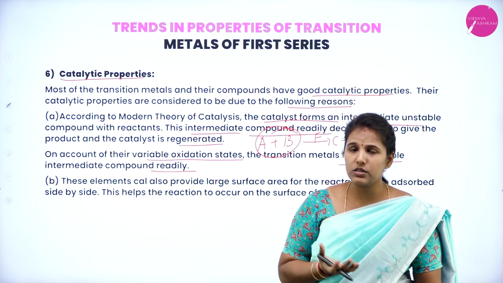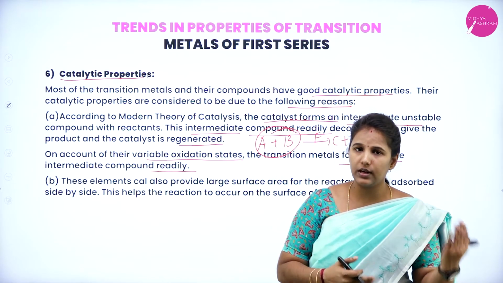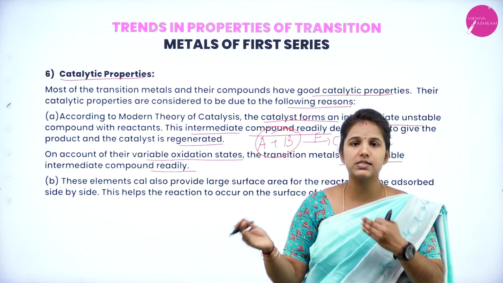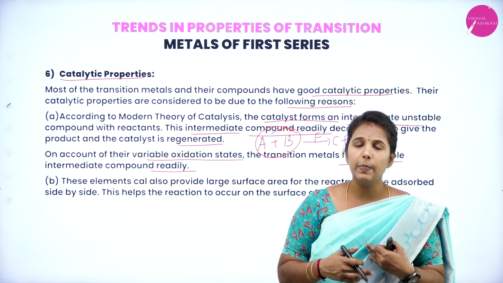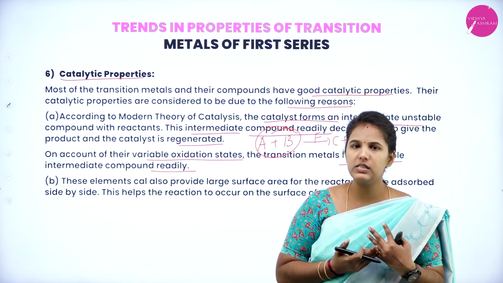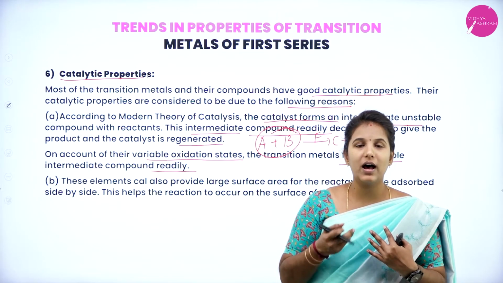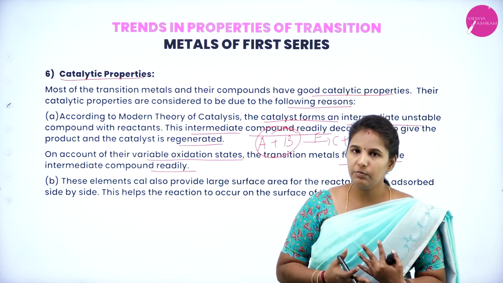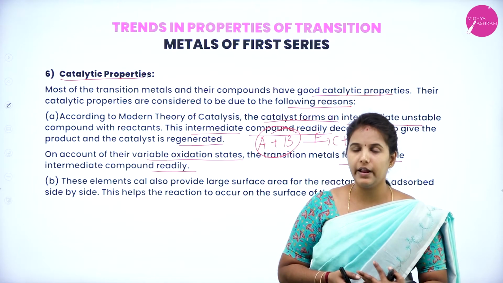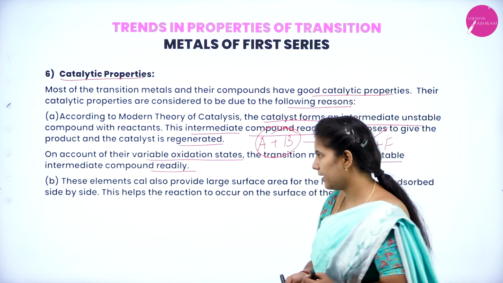Because of the variable oxidation state, they can lose 2 electrons, 3, 4, 5, 6, up to 7 electrons. They form bonds with a number of elements, and they easily form an unstable complex, which is an intermediate complex. Thereby, it easily forms the product. Hence, it acts like a very good catalyst.